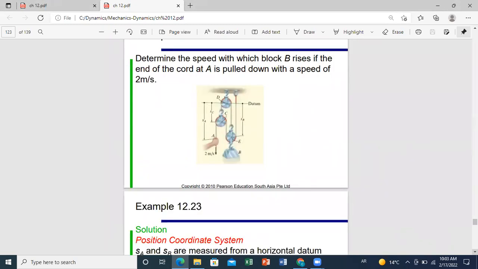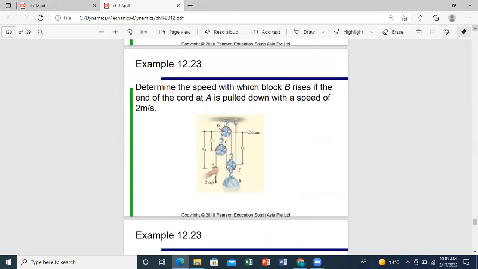We have another system of pulleys related together, and we want to determine the speed with which block B will rise if the end of cord A is pulled down with a speed of 2 meters per second. So if I look at this problem, I have 3 pulleys, a block at B, and my hand is pushing point A.